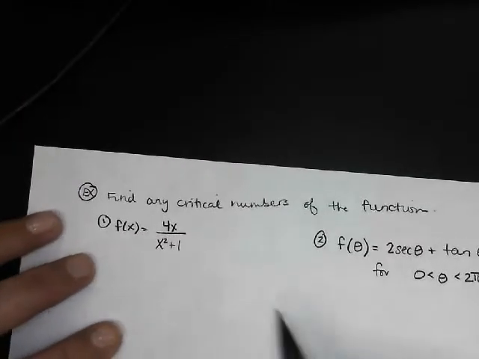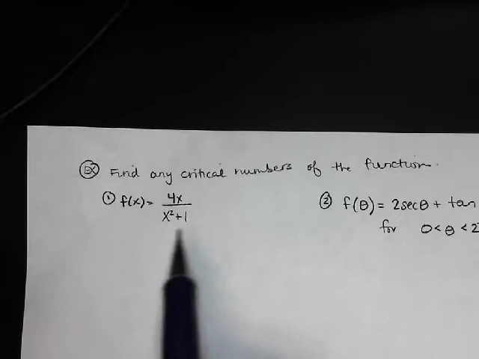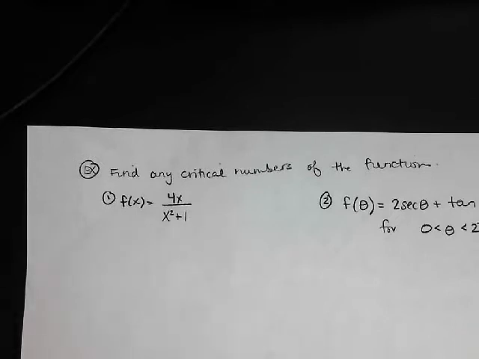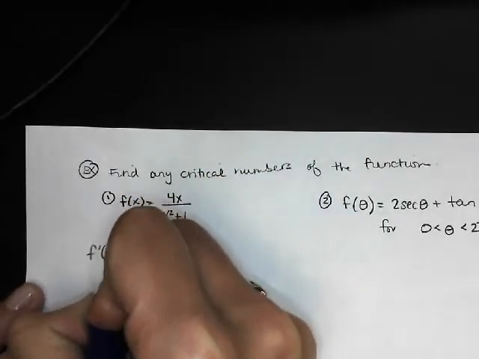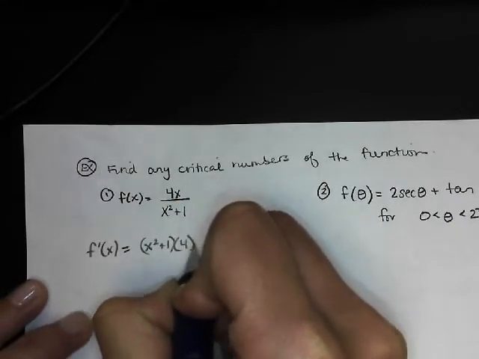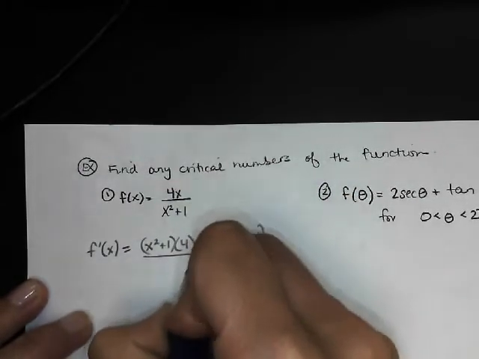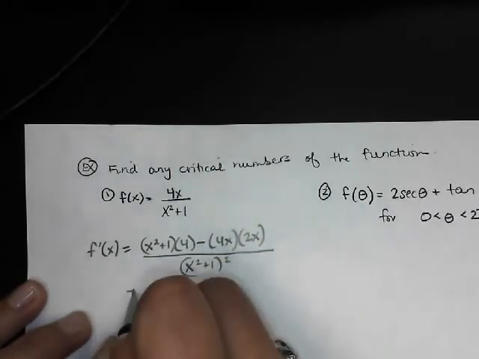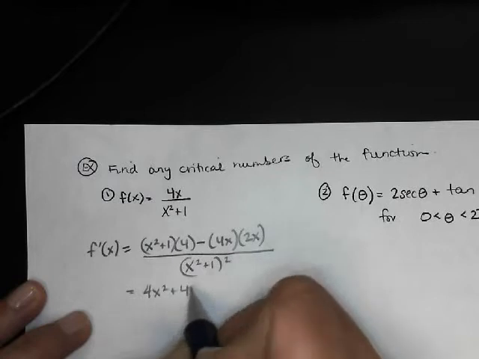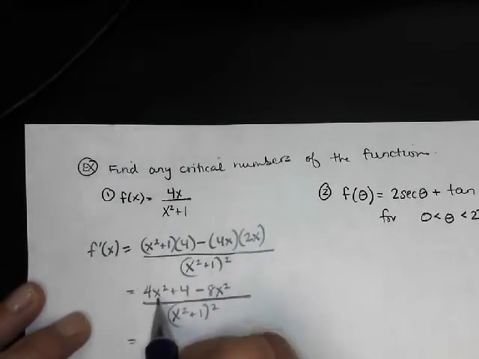So the critical numbers are going to come from any endpoints. Now this function isn't limited on a certain domain, so we don't have any endpoints to worry about. We just have to know where the derivative equals 0 or is undefined. So I'm going to find the derivative using the quotient rule. Bottom times derivative of the top minus top times derivative of the bottom, all over bottom squared. It's wise to clean up here, so you're going to get 4x squared plus 4 minus 8x squared, which is negative 4x squared plus 4.